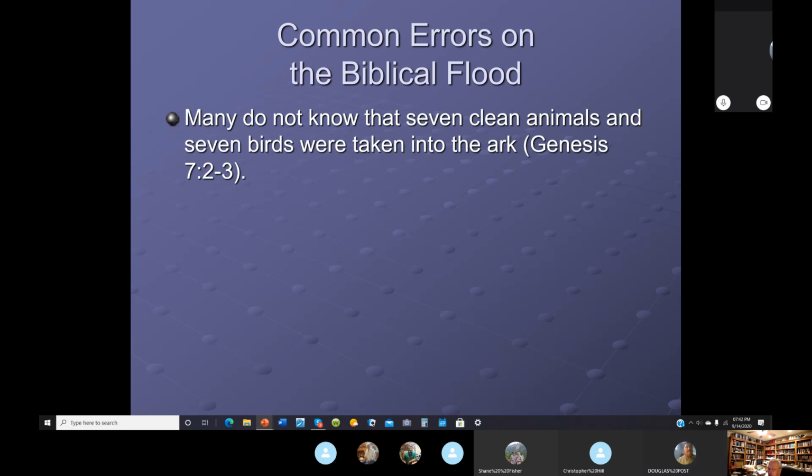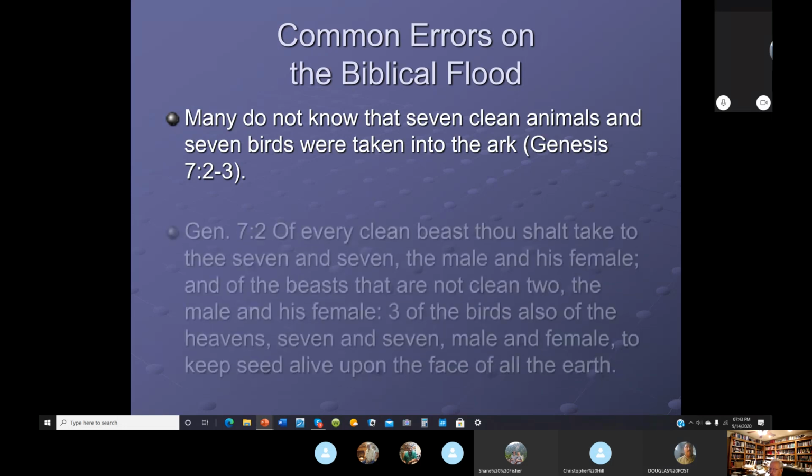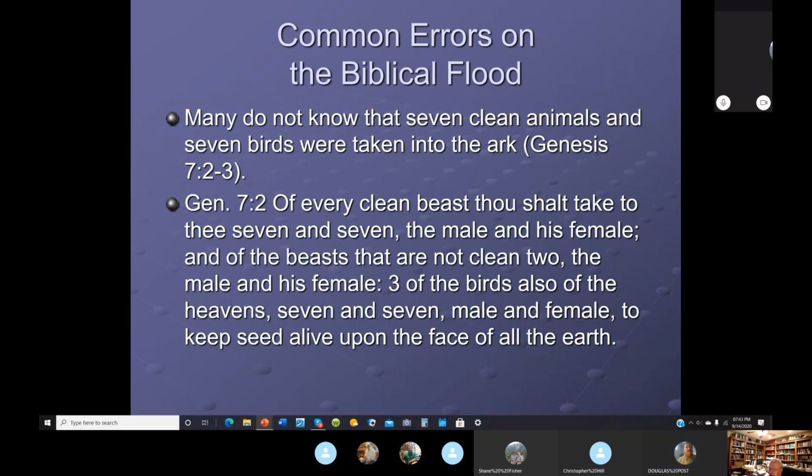Many don't know that 7 clean animals and 7 birds were taken into the ark of each kind. Now, some read that as 7 pairs, and that's a possibility. So it's a little bit unclear what the Hebrew is saying there. And every clean beast thou shalt take to thee 7 and 7, right? And so they take that to be 7 pairs, a male and his female. And the beasts that are not clean, 2, the male and his female. I take that to be 7 pairs. And some take it to only be 7 clean animals, not 7 pairs. So again, the wording is a little bit unclear.